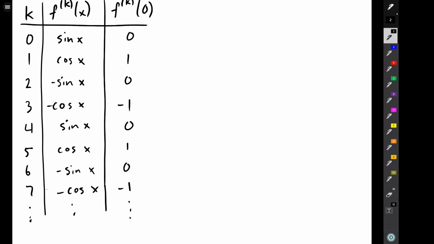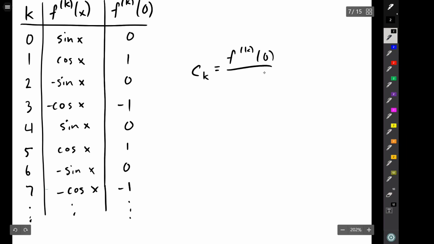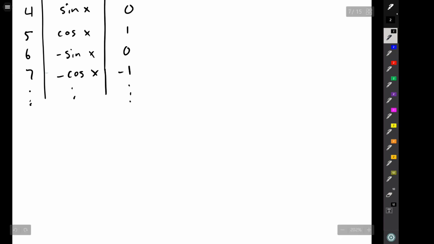Getting a general term, a general c_k here, is going to be a little difficult because there's not really a formula we can write for this. So if you ever run into a situation like that, one of the best things we can do is just write out the Maclaurin series piece by piece. Don't try and write it with sigma notation yet. So what do I mean?